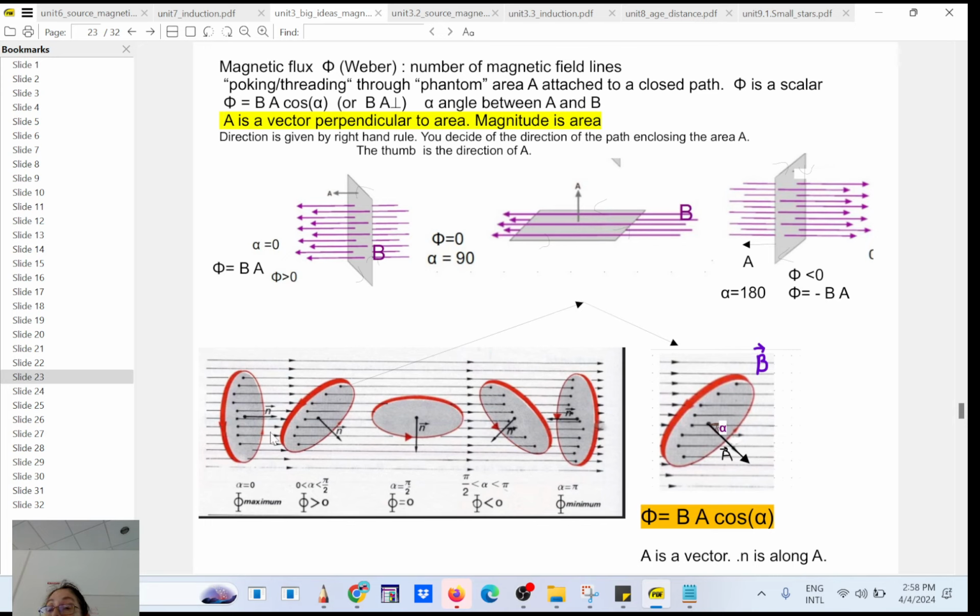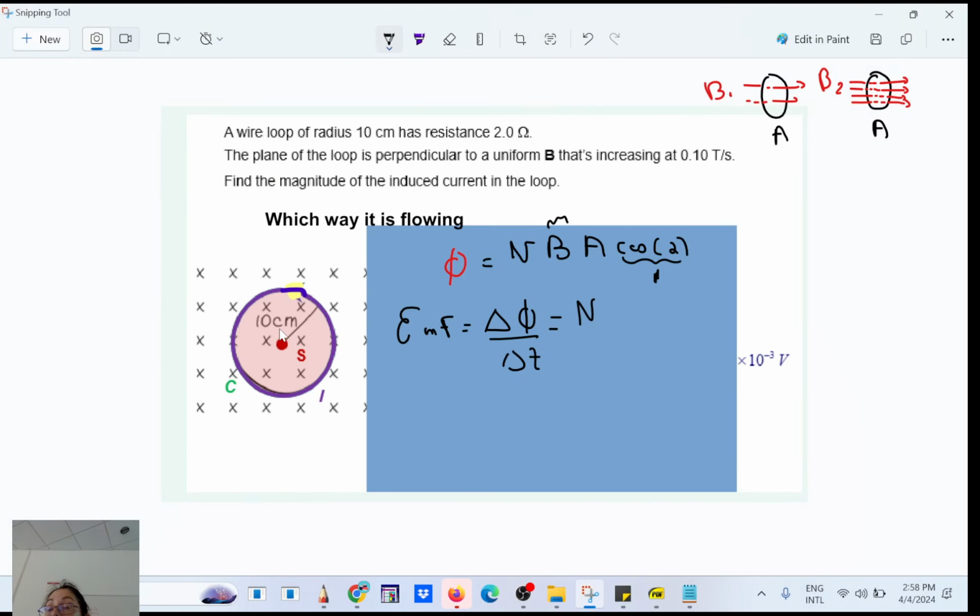Because here they say the plane is perpendicular to the magnetic field, that means you're going to have the maximum flux. When the plane is parallel to the magnetic field, the flux equals 0. And you can see it in the drawing here: the field goes into the plane. So the number of loops does not change, A does not change. The only thing that changes is the magnetic field.